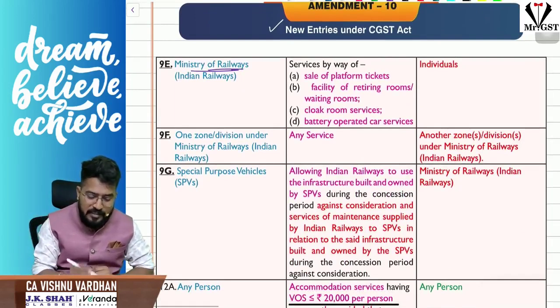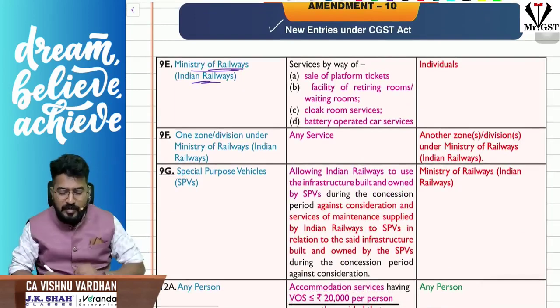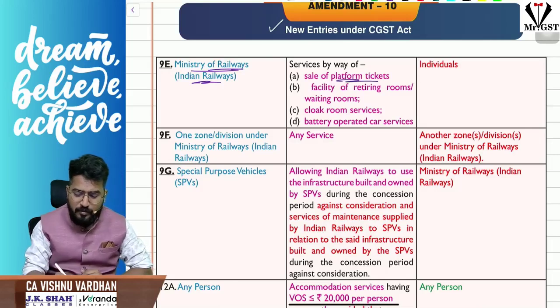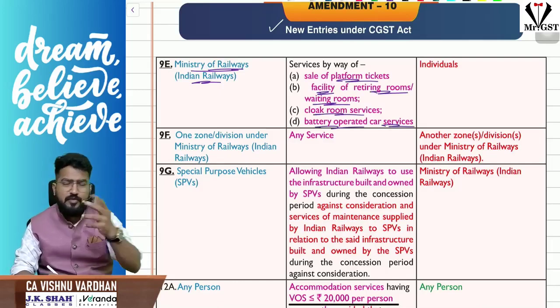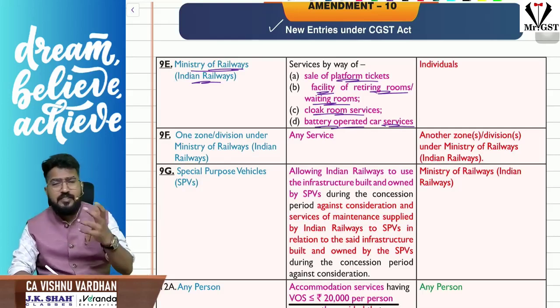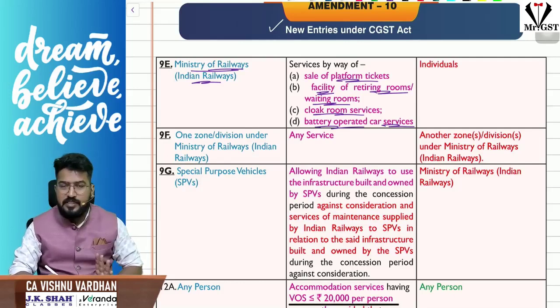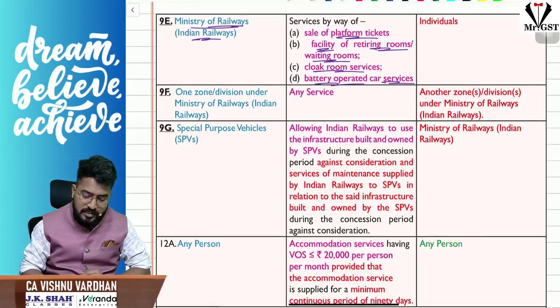The Ministry of Railways, that is Indian Railways, provides services by way of selling platform tickets, providing retiring rooms or waiting rooms in the stations, clock room services, or battery operated car services to travel on the platform. Further, they are charging nominal consideration from the passengers, and that is exempt under GST. So this is the first entry.